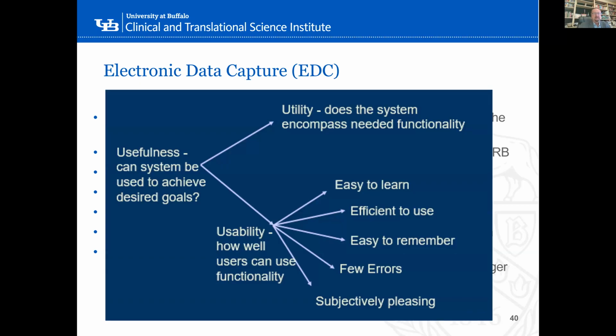And there's two parts to electronic data capture. There's the usefulness, which is the utility, and there's the usability. Is it easy to learn, efficient to use, easy to remember, few errors, and yes, subjectively pleasing. The more it's subjectively pleasing, the more you'll invest in knowing how to use it, and the more it'll be a point of pride in your work.